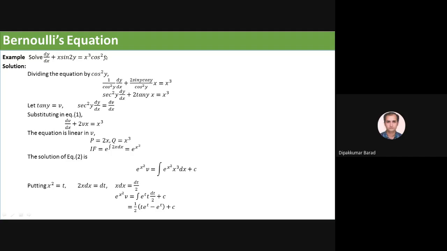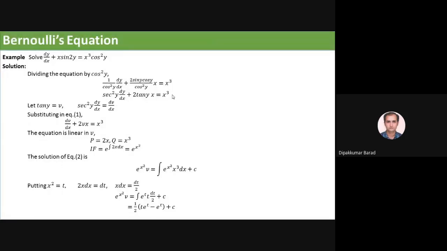So what I do first, I need here a function of x only. Then I can say that q is a function of x here. So first I divide by cos square y. Now I compare these equations. This is sec square y dy by dx plus 2 tan y times x is equal to x cube, as sec square y is the derivative of tan y. So this is f dash y dy by dx plus f of y into p is equal to q, which is our type 2 Bernoulli equation.